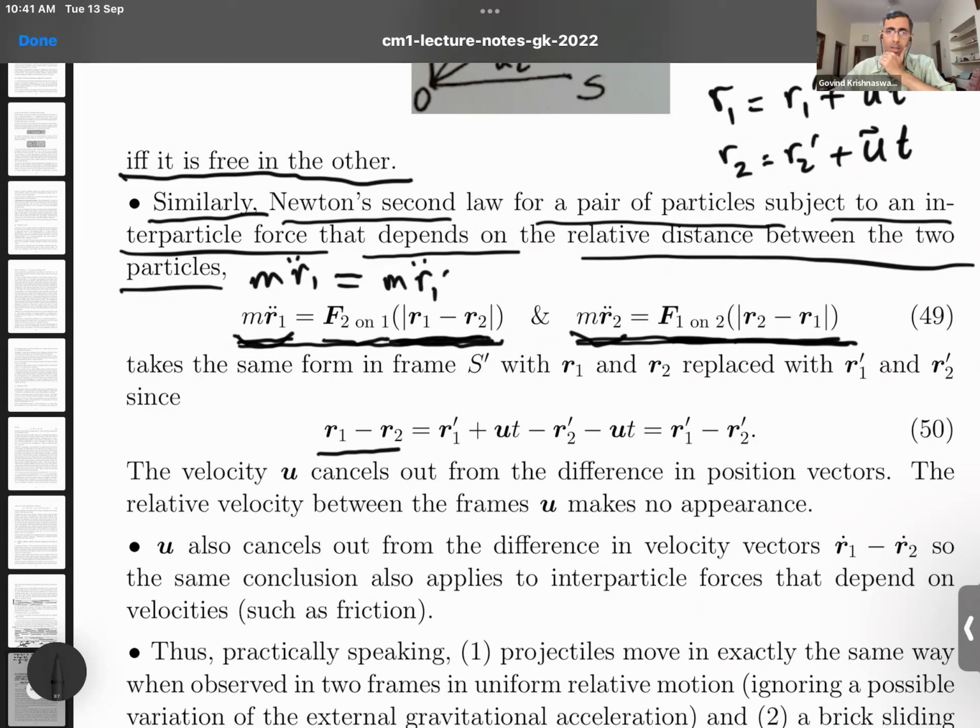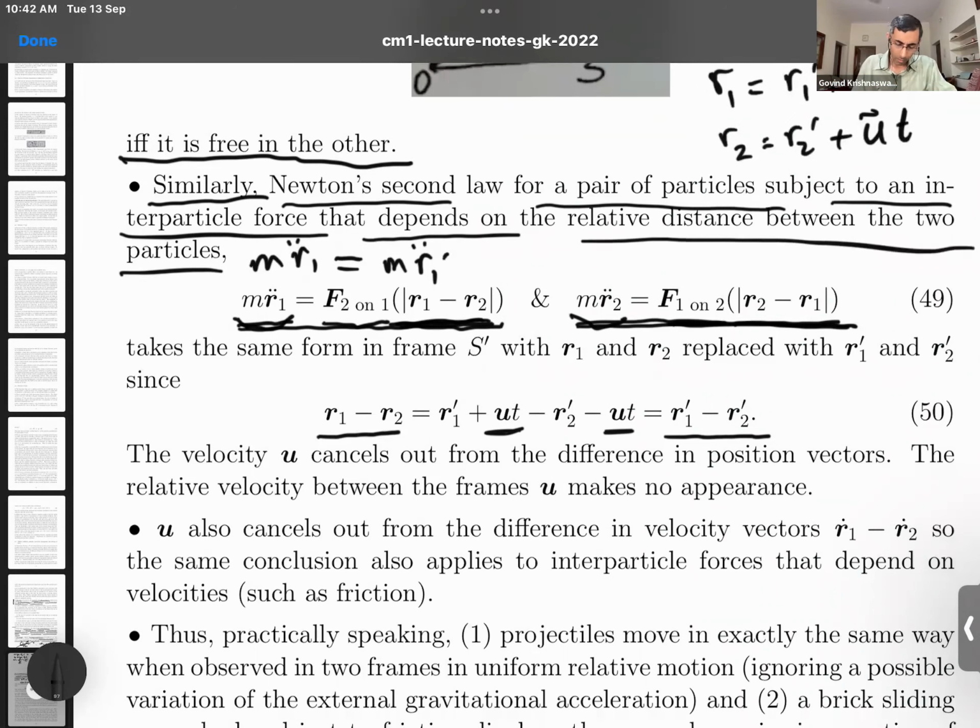And the key thing is that when I take the difference between these two, you will notice that the Ut terms simply cancel out in the difference, and we get R2 prime minus R1 prime. The relative vector between two particles' locations is the same whether they are referred to a frame that is sitting in the ship, or sitting at the shore, or if the frame itself is moving at constant velocity.